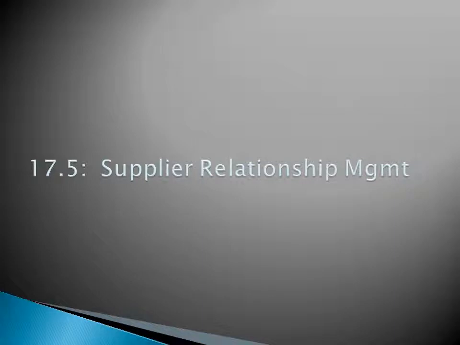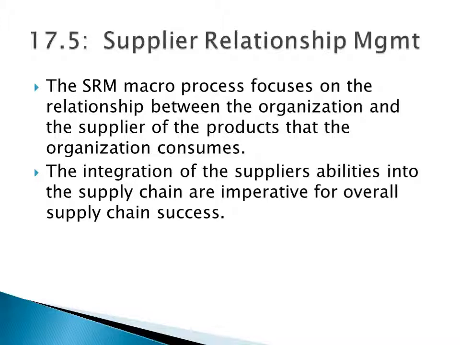17.5, supplier relationship management. The supplier relationship management macro process focuses on the relationship between the organization and the supplier of the products that the organization consumes. The integration of the supplier's abilities into the supply chain is imperative for overall supply chain success.